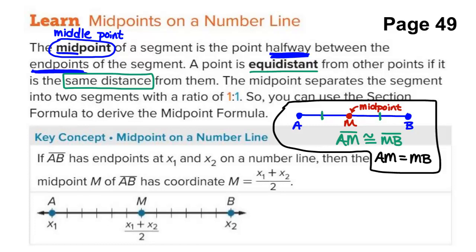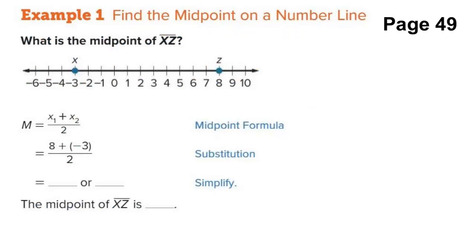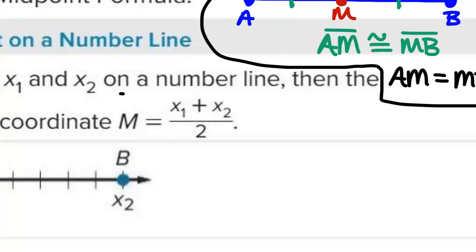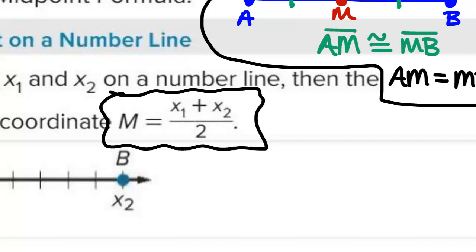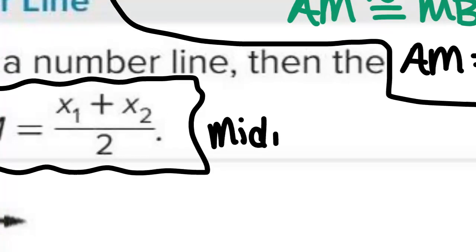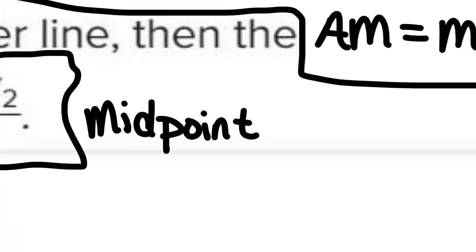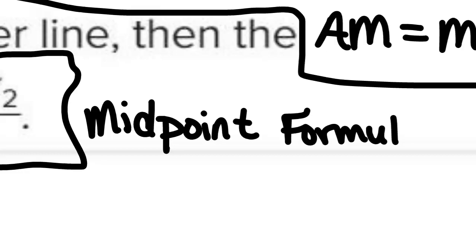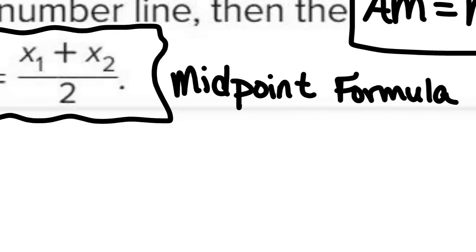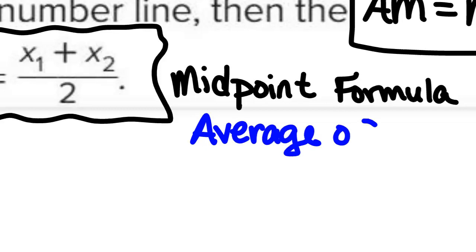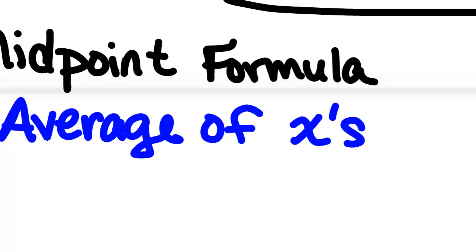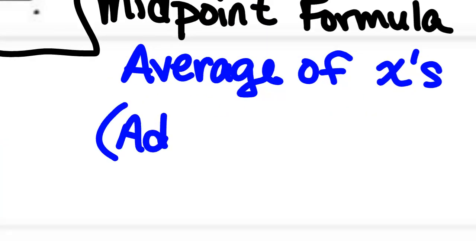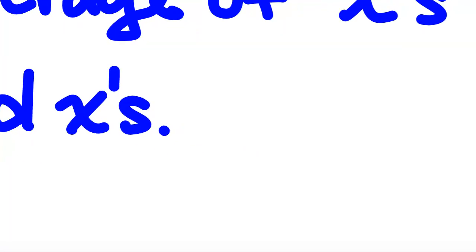So looking down at that box where it says key concept, I'm going to pop that up just a little bit higher on the screen. Oh, never mind, it's only here. So this right here is my formula for how I find the midpoint. This is when I'm just working on a number line. I want the average of the x's. So we add the x's, and then we cut them in half.